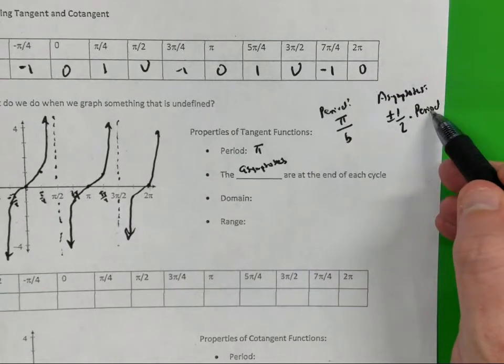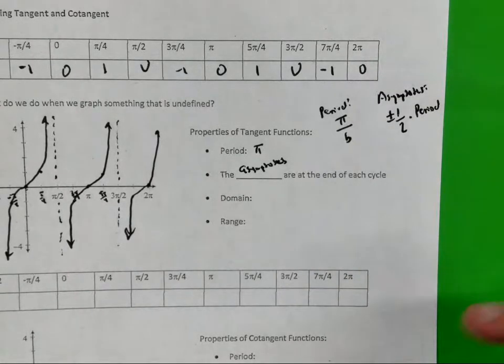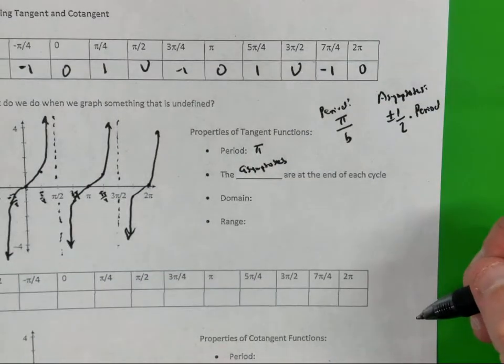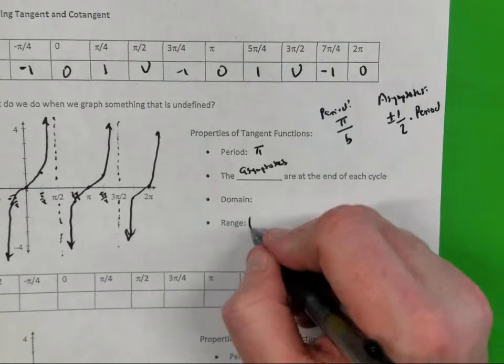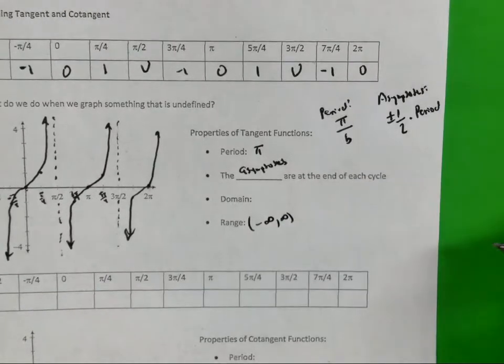You take your period and times it by plus or minus 1/2. No, we're going to get there in a minute. Cotangent is even easier than that. Okay, what do you think the range is on this? Negative infinity to positive. Very good. All real numbers. Negative infinity to infinity.